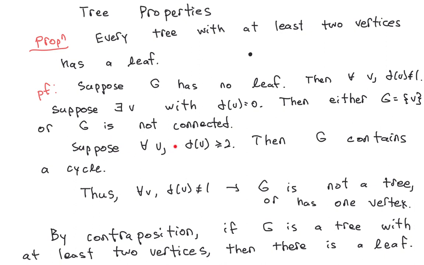Okay, let's consider the other case. Suppose that for every vertex, the degree of v is at least 2. So we've ruled out degree 0, and we're forbidding degree 1. Then, as discussed previously in this course, G must contain a cycle. So if for every vertex, the degree of the vertex is not 1, we see that we have something that's not a tree because it's either disconnected or has a cycle, or it has only one vertex. So taking the contrapositive, if you've got a tree with at least two vertices, then it must have a leaf.